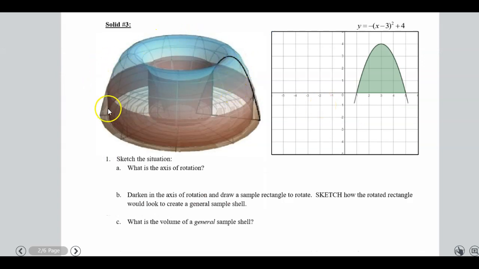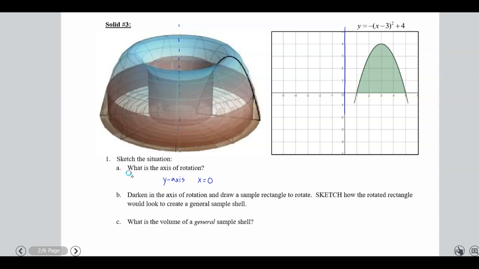All right, so we're going to take a look at this familiar shape. We did this with discs and washers. We're going to try it with shells this time. And there's my function, y is negative (x minus 3) squared plus 4. And again, I'm going to ask myself, what is the axis of rotation? And in this case, just like before, it's kind of right down the middle of this object. And that will correspond with the y-axis over here. So you can either write in y-axis or the equation form, x equals 0.